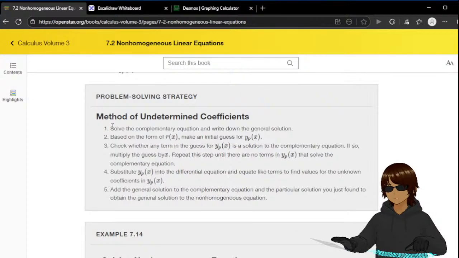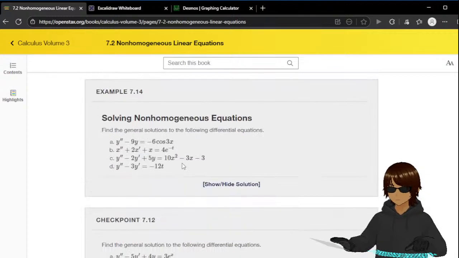Solve the complementary equation, write down the general solution, based on the form of R(x), make an initial guess. Check whether any term in the guess for yp is a solution to the complementary equation. If so, multiply the guess by x. Repeat this step until there are no more terms in yp that solve the complementary equation. Substitute yp into the differential equation and equate like terms to find values for the unknown coefficients in yp. Add the general solution to the complementary equation and the particular solution you just found to obtain the general solution to the non-homogeneous equation.